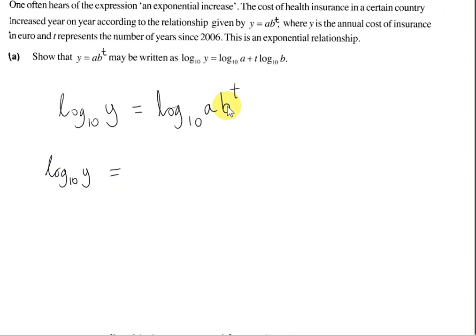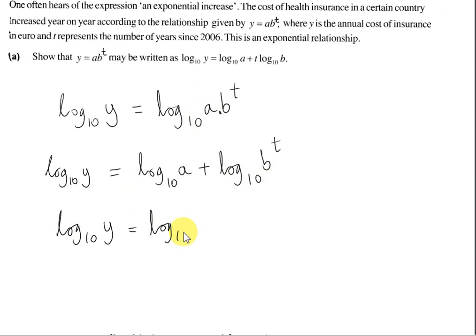As you saw before, we have a product here, and the log of a product is just the sum of the logs of each part of the product. So we have a multiplied by b to the power of t, so we have to get the log of a plus the log of b to the power of t. Next we use another law that tells us that if we have log of something raised to a power, we can multiply that power in front of the log term. So we can write this as log to the base 10 of y equals log to the base 10 of a plus t times log to the base 10 of b.